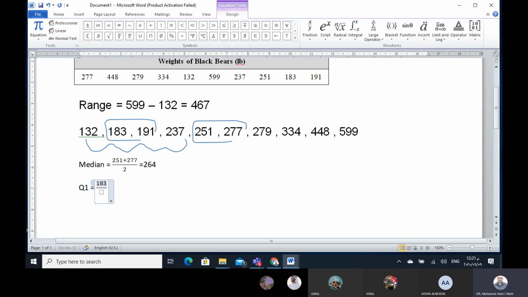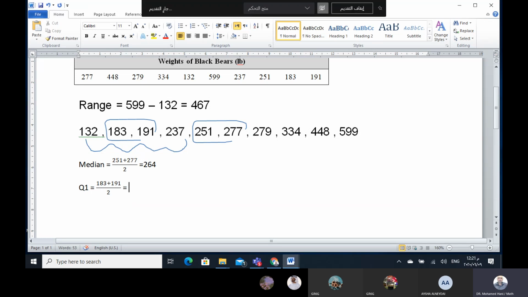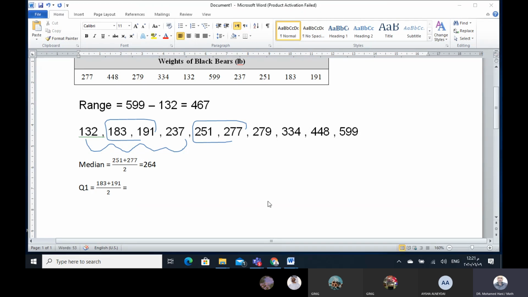Here we have 183 plus 191 divided by 2. 183 plus 191 equals 374, divided by 2 will be 187. And Q3 is 394.